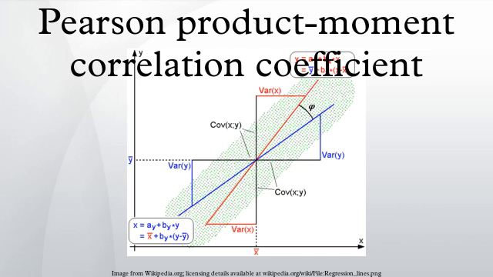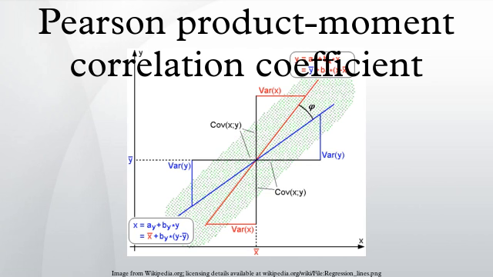Based on a sample of paired data, the sample Pearson correlation coefficient is defined in terms of the standard score, sample mean, and sample standard deviation, respectively. Mathematical properties: the absolute values of both the sample and population Pearson correlation coefficients are less than or equal to 1. Correlations equal to 1 or -1 correspond to data points lying exactly on a line, or to a bivariate distribution entirely supported on a line. The Pearson correlation coefficient is symmetric: corr(X,Y) equals corr(Y,X).